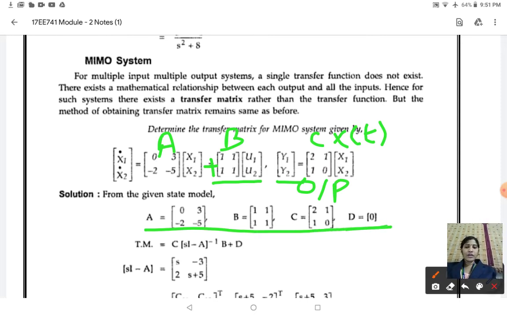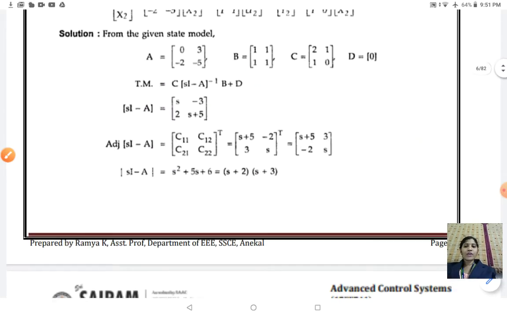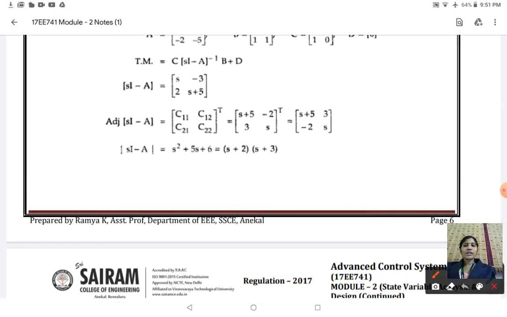Next, you need to identify the transfer matrix. The formula to identify your transfer matrix is C (sI minus A) inverse B plus D. D is going to be 0. Therefore, the formula is C (sI minus A) inverse B. C is a matrix that you can take from the problem, and B is also a matrix from the problem. Now you need to obtain sI minus A.